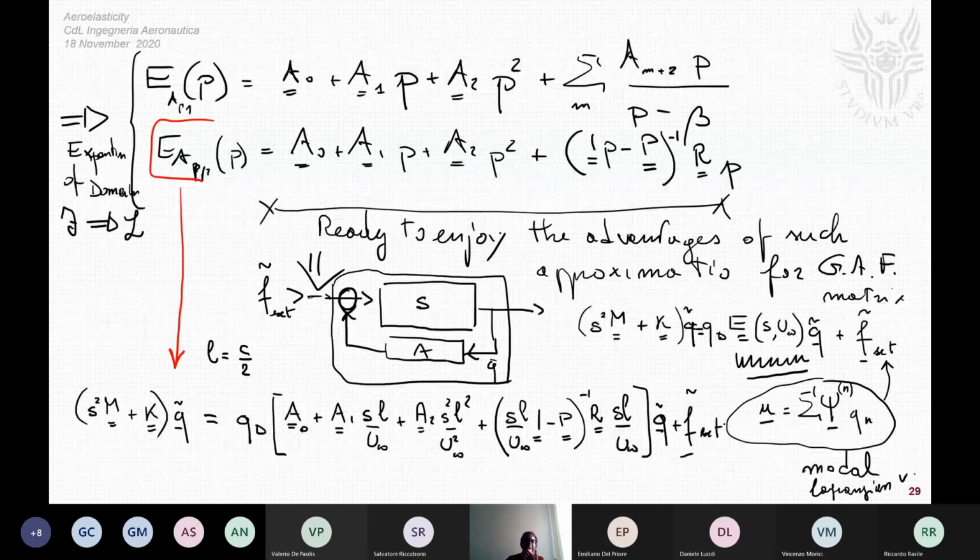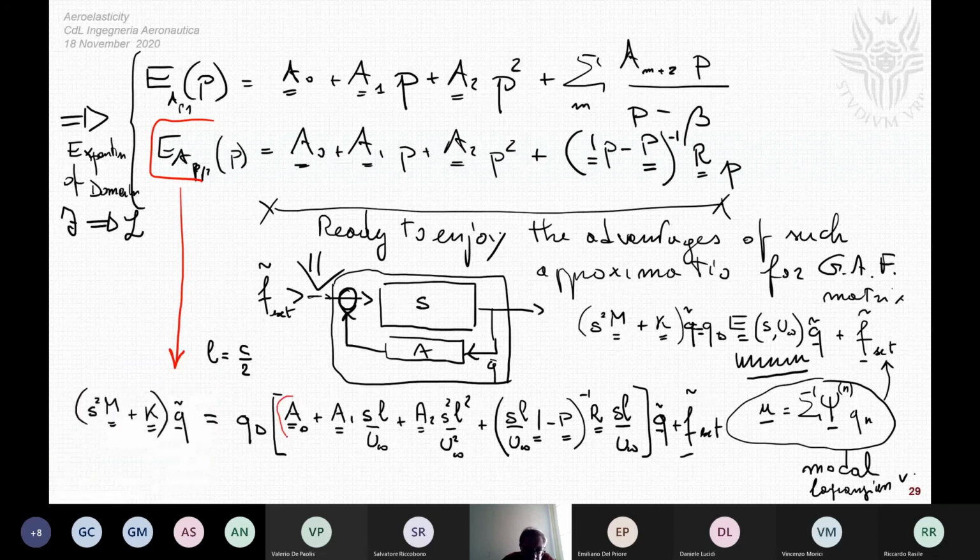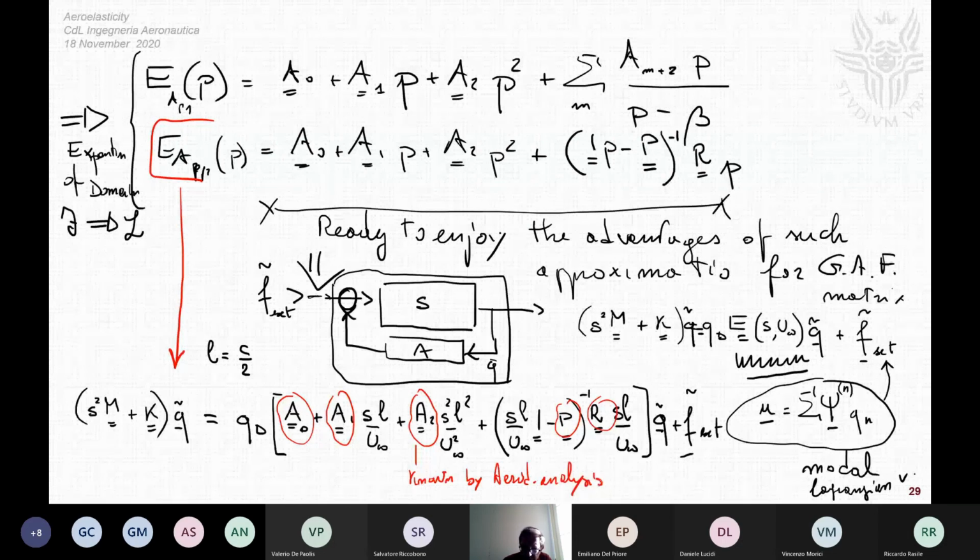Okay, so remember that all these matrices are evaluated by the aerodynamic analysis and, in step 2, the interpolation process on the aerodynamic data. Known by aerodynamic analysis plus interpolation.